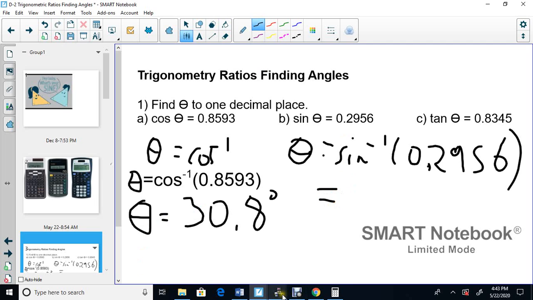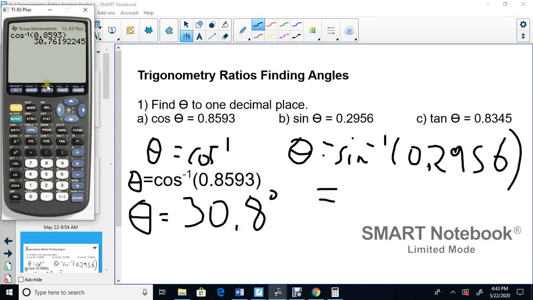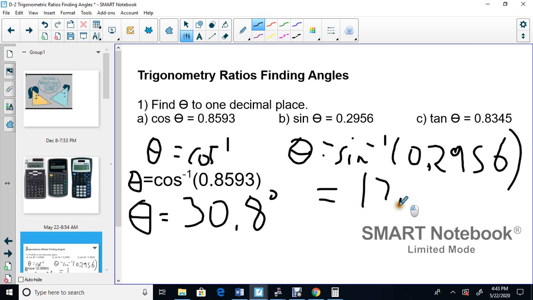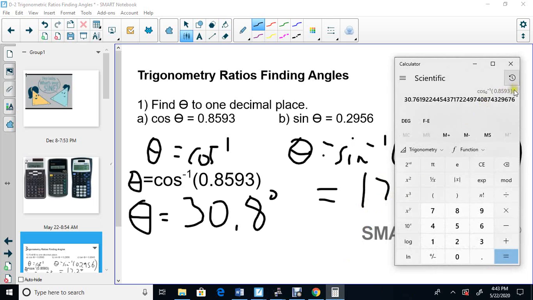So I'll do it one more time on this calculator here. So on this one, you go second sine, 0.2956, and it's 17.2. 17.2 degrees.